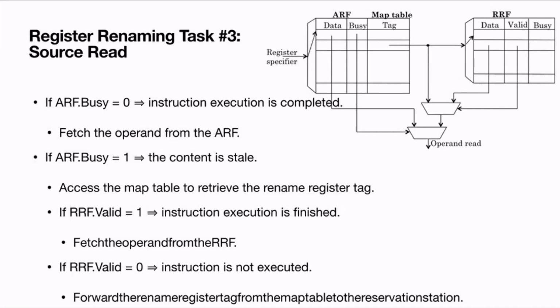Basically, what we do in that particular case is just forward the corresponding tag to the dependent instruction, whatever is looking for this particular thing. So this is what we are going to use in register renaming. The three important tasks are destination allocation, updating the register, and reading the values from the source registers. The source register can be either from an ARF or RRF depending on this particular procedure.